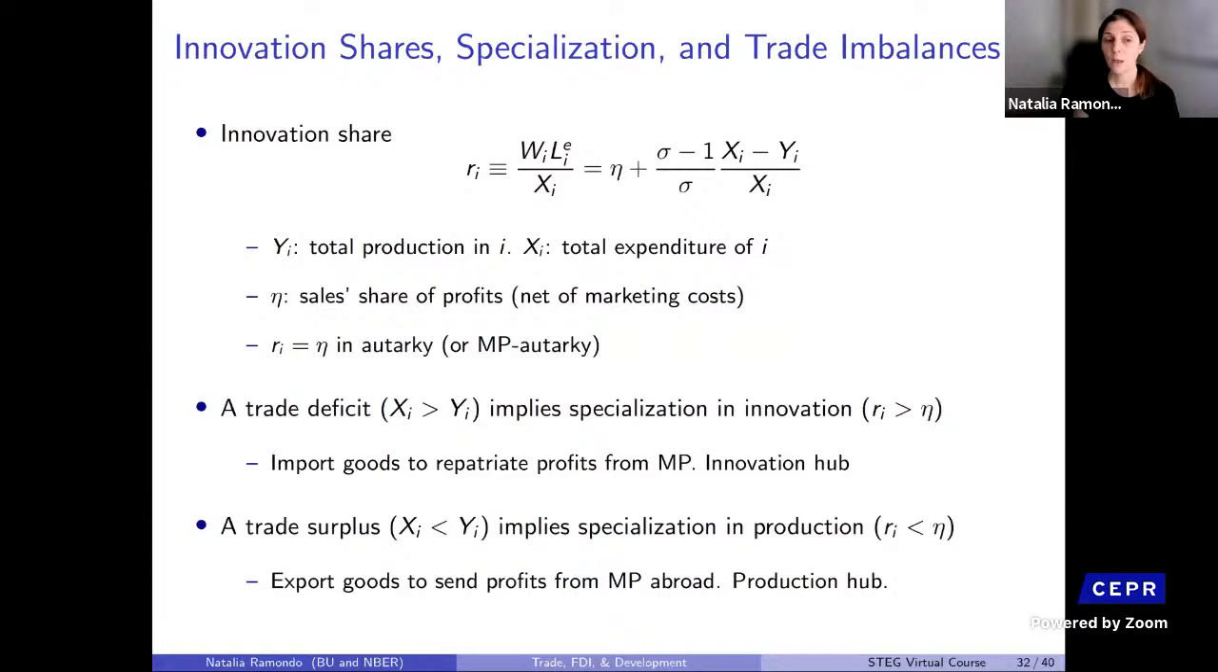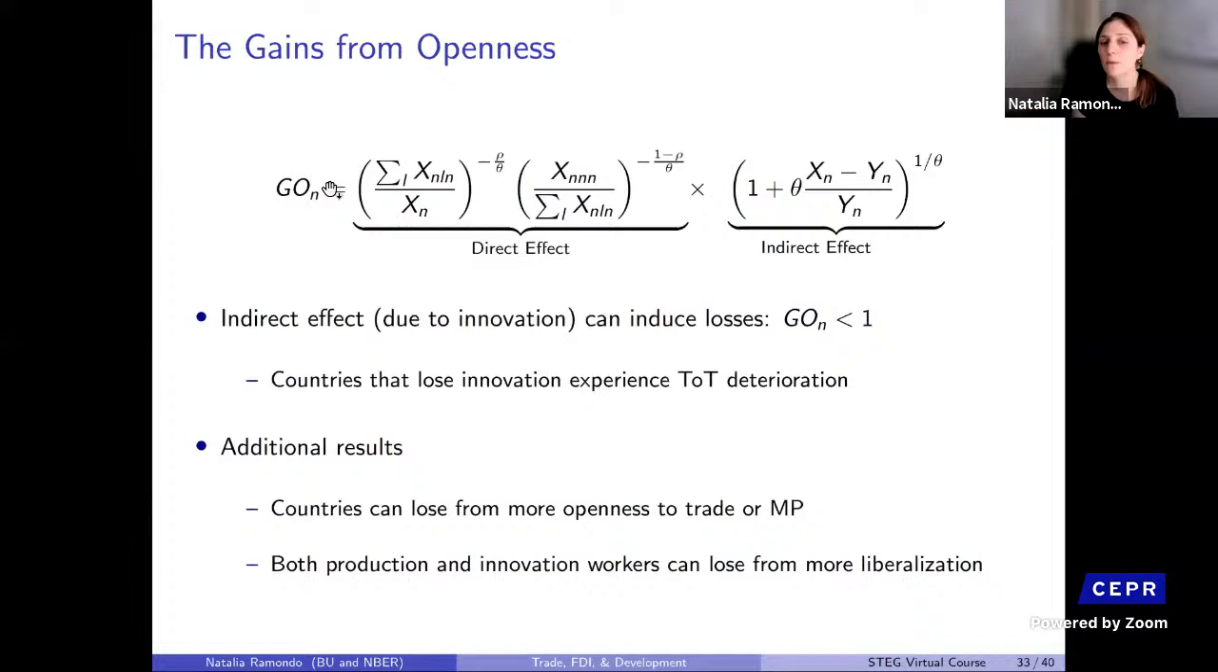The gains from openness are exactly as before, but they have this extra term that comes from this entry channel, this innovation channel. And it has to do with the deficit, okay? Only because we have this extra term can the gains from openness, from MP and from trade, be negative, be less than one. So in this Krugman model, with these Krugman-type forces, we open the door to losses from openness and from multinationals and from trade. How plausible is that in the data when we quantify the model? It wasn't the case that this was big enough to overturn the direct effect, but you could imagine exercises where it is, okay? Also, because we have these workers underneath, we can compute who wins and who loses every time we shock the economy.